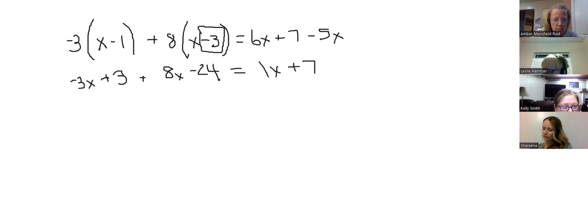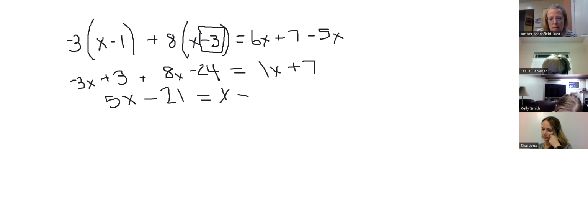So -3x and 8x go to 5x. Then let's combine our two numbers without a variable in front of them, this 3 and this -24. So it'll be negative 21 equals our 1x, or we can just make it an x because it's the same thing, plus 7. Now what will we do?